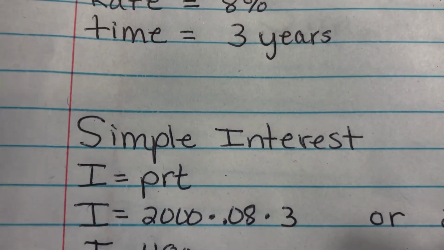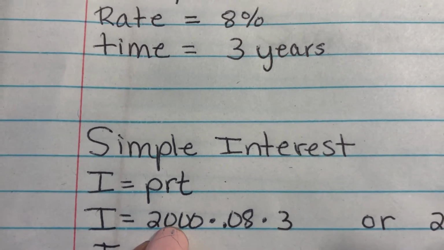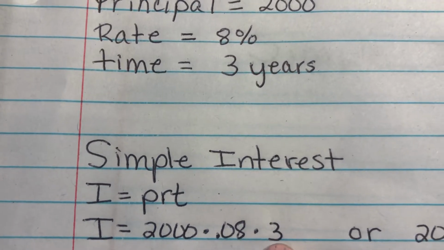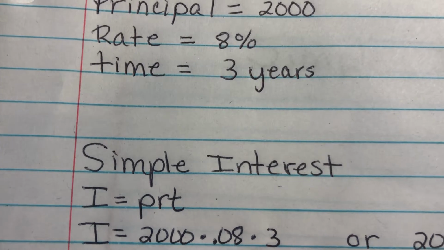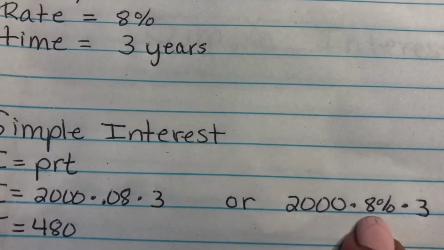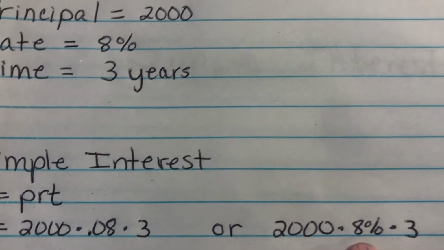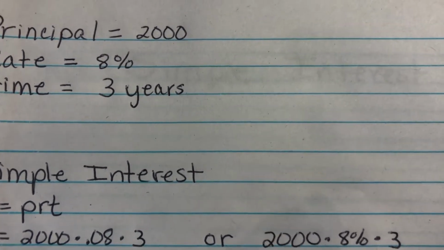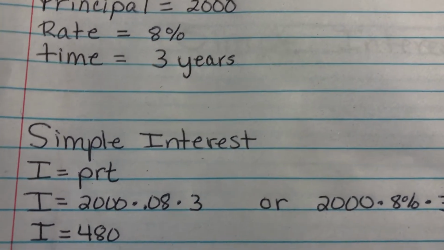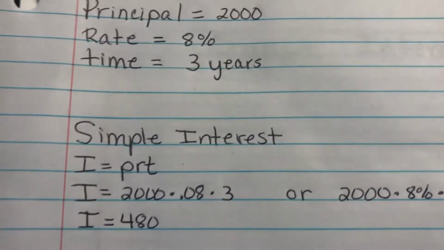Since the principal is 2,000, we're going to put 2,000 in for P, 0.08 in for R, and 3 in for T. You could also just leave the percent as 8%, instead of changing it to a decimal. Either way, whichever way you're most comfortable putting it in your calculator. And once you put those in, then you're going to get $480.